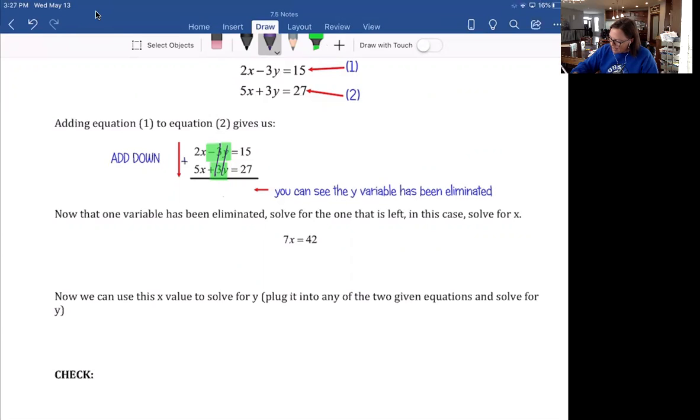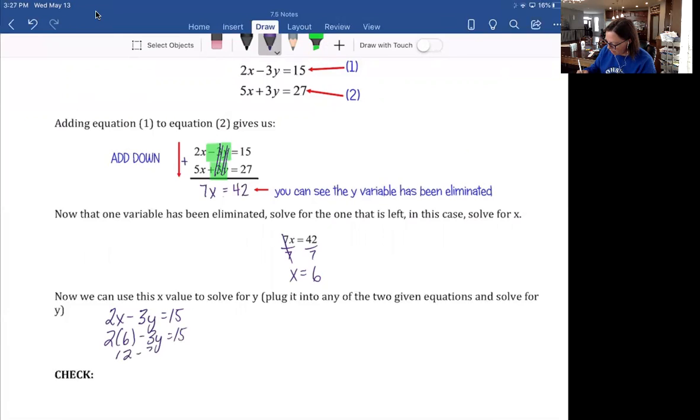So when I add these, 2x and 5x is 7x. The y's canceled out. 15 plus 27 is 42. So I end up with 7x equals 42. Then I can easily solve for x by dividing by 7 and getting 6. Then, once I know one of the variables, I can put that into one of the original equations. So if I go to 2x minus 3y equals 15, I put 6 in for x.